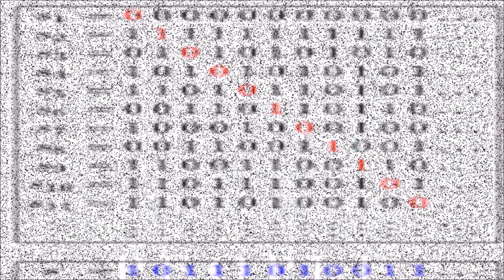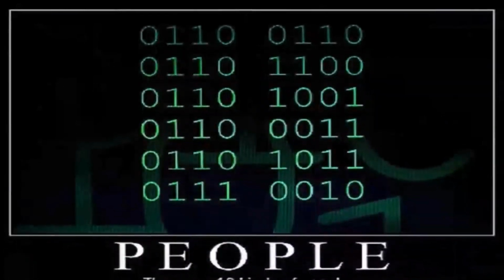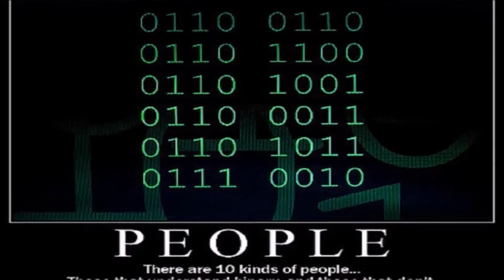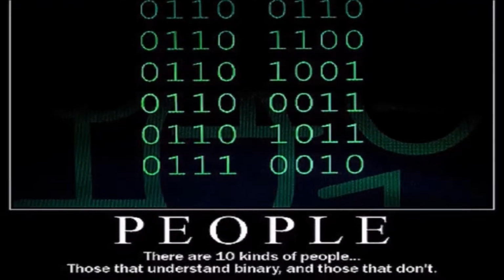1 would equal 1, 2 would equal 10, 3 would equal 11, 4 would equal 100, and so on and so forth. Hence the old joke, there are only 10 kinds of people in the world. Those who understand binary and those who don't. Hey? Huh? Yeah? No? Never mind.